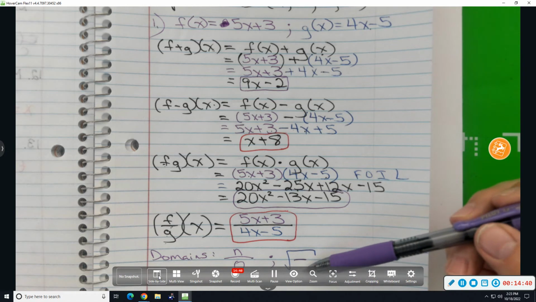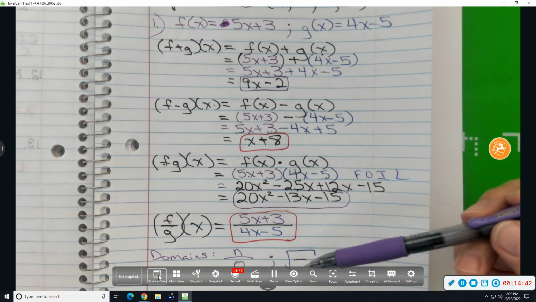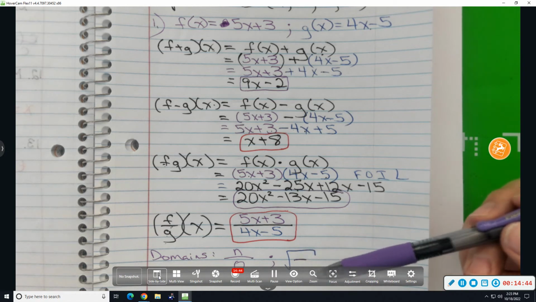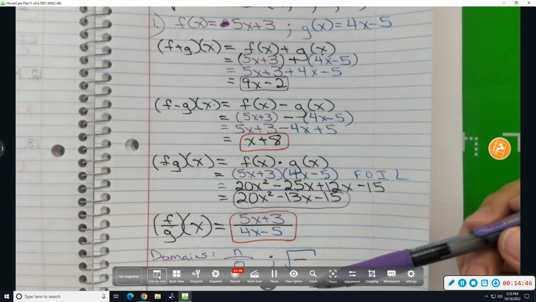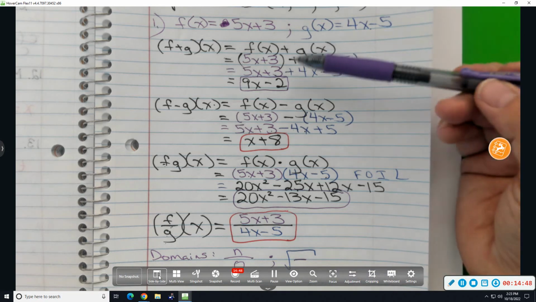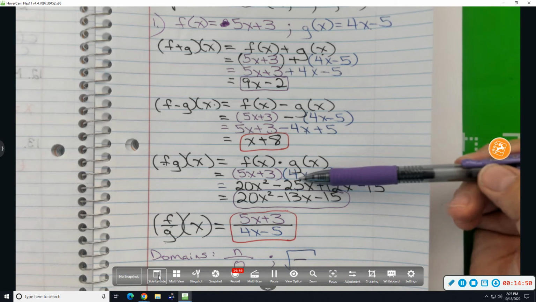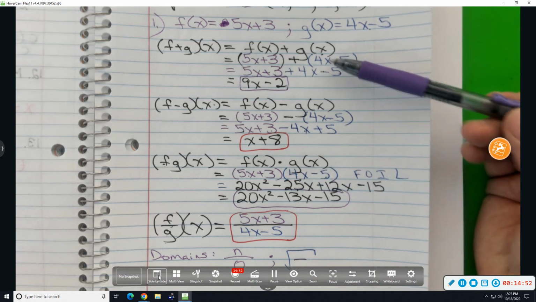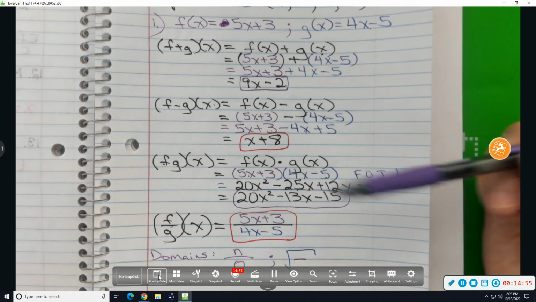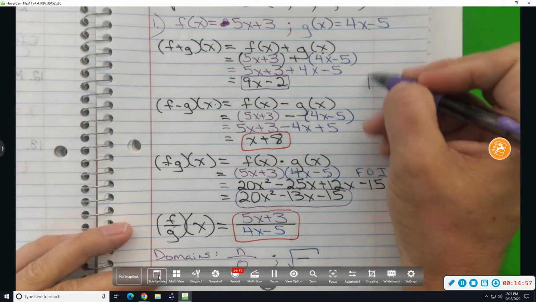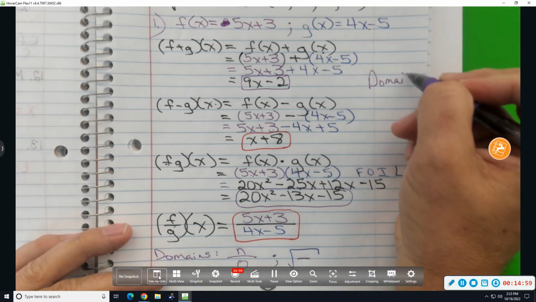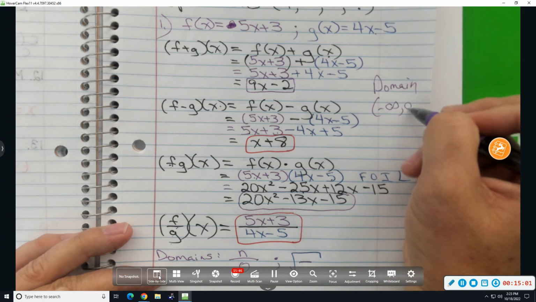What about imaginary numbers? What do you need to have in the function to create imaginary numbers? A square root. Do you see any square roots anywhere here? No. So f plus g, f minus g, and f times g all have the same domain. That domain is the set of all real numbers.